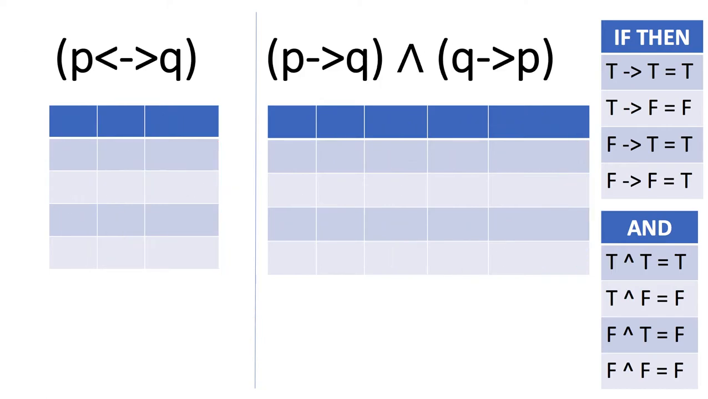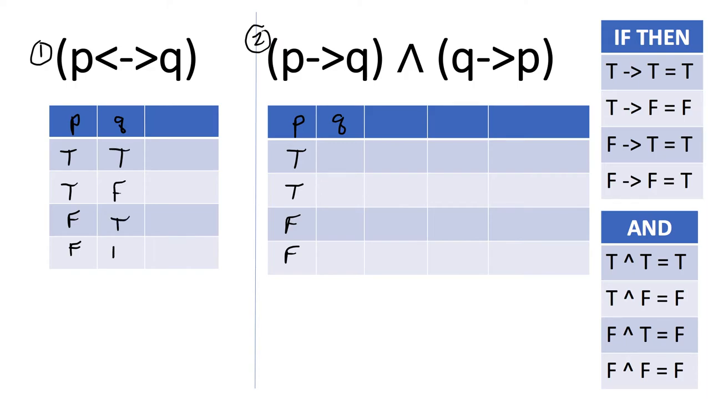All right, let's look at one additional example. We're going to do the same thing here. We have two problems: P, if and only if Q, and the second compound statement. And we're going to build a truth table for each one. Each of them has a P and a Q, so I know that the setup will be the same for each one. The P values will be two trues and two false values. And the Q values will alternate true, false, true, false.